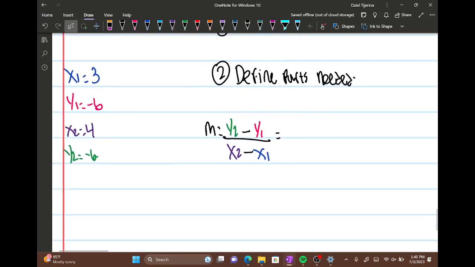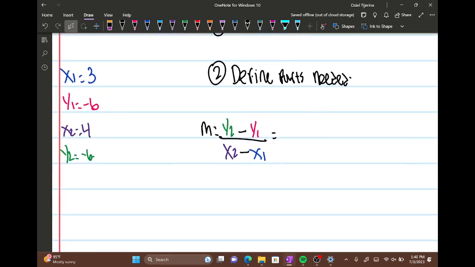So again, I know y2 is -6, so I'm going to put that in. You literally just plug it in, -6. We're going to put minus, and then y1 is -6, so we're going to put -6 here.